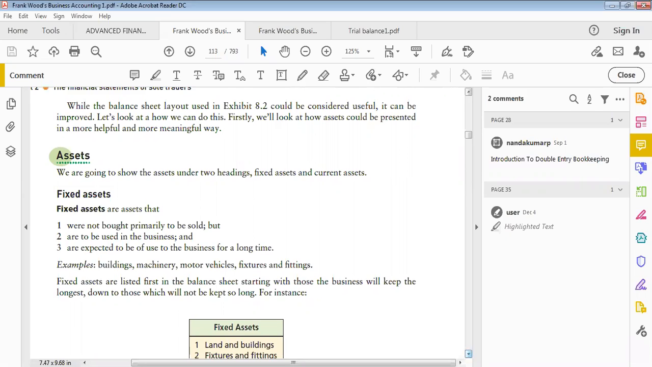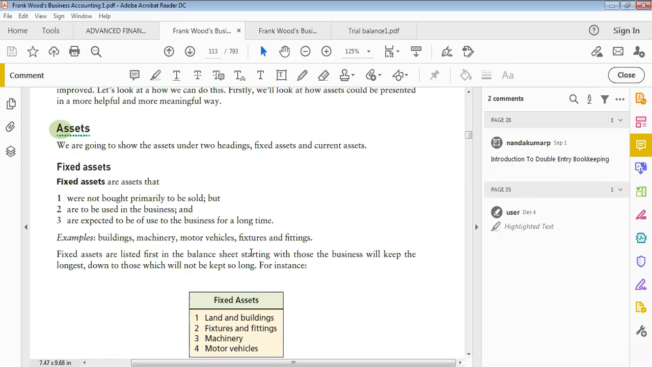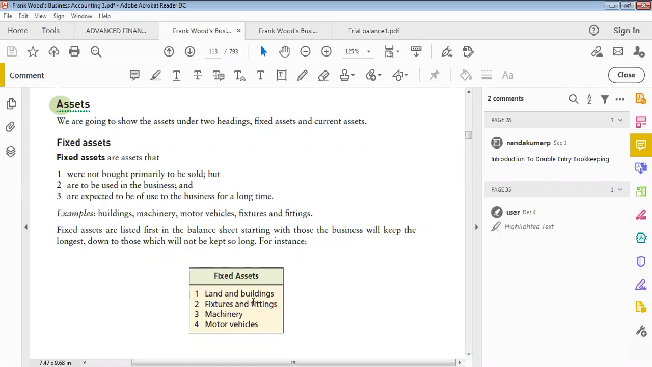Fixed assets are listed first in the balance sheet, starting with those the business will keep the longest, down to those which will not be kept so long. For instance, you'd have land and buildings, then fixtures and fittings, then machinery, then motor vehicles. All right. So you start with what? Those the business will keep the longest, down to those which will not be kept so long.